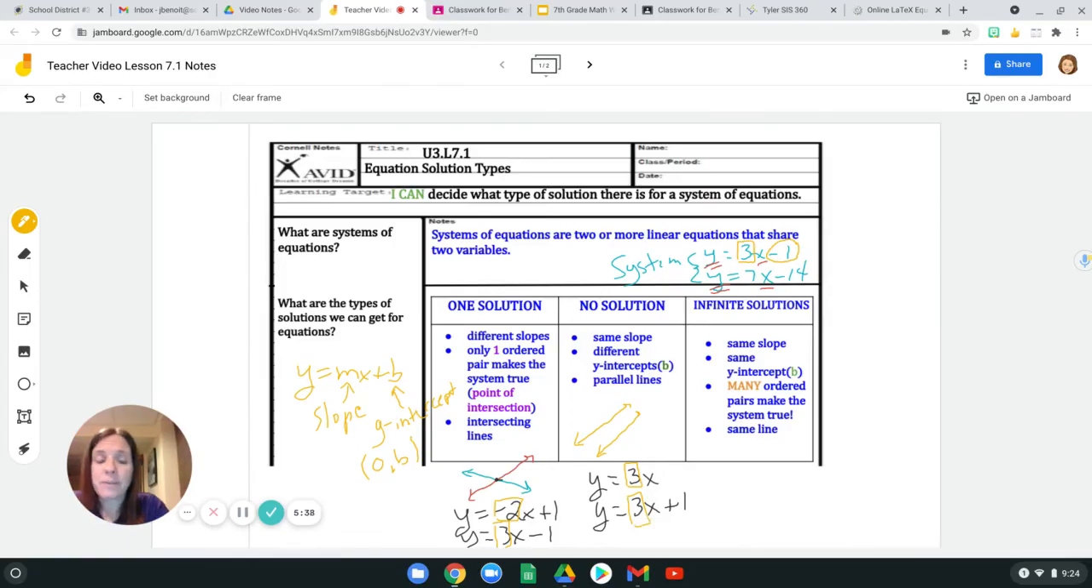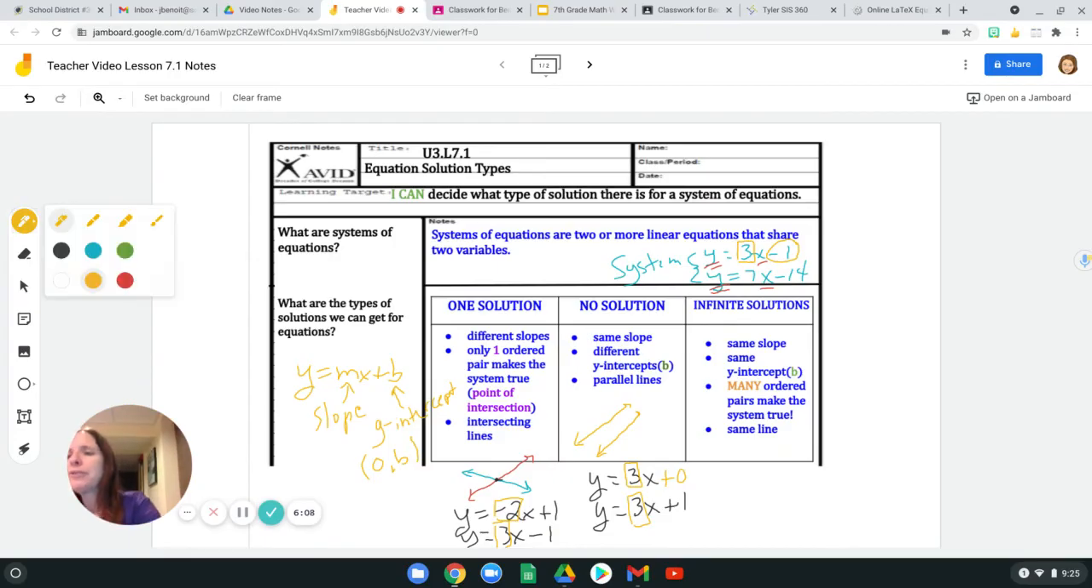Different y-intercepts. In the first one, we don't see anything being added or subtracted, so the y-intercept would actually be 0, comma 0. The second one, b is positive 1, so the y-intercept would be 0, comma 1. So one of the lines crosses the y-axis at 0 at the origin, and the other one crosses at positive 1.